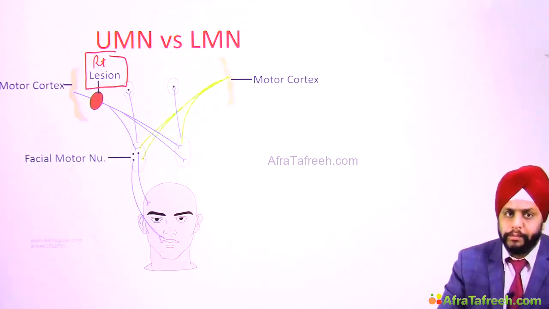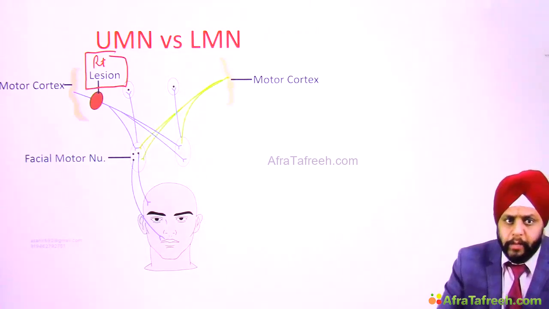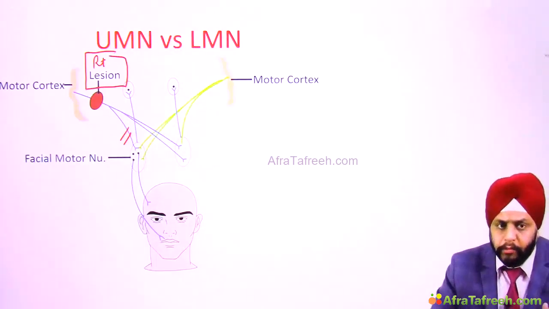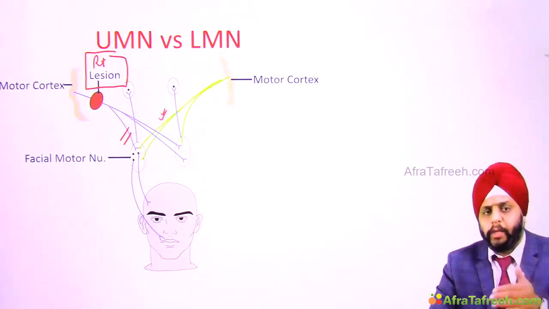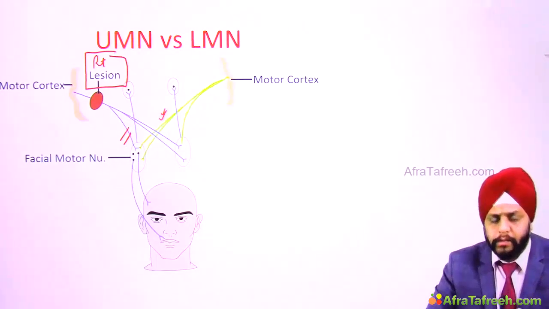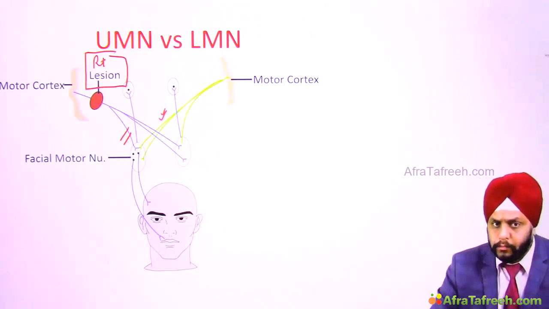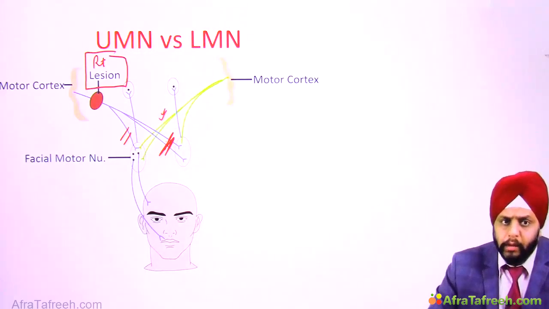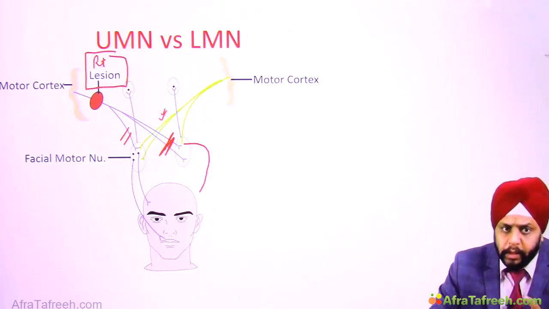Now what happens? What all fibers are gone? This fiber is gone, the same side fiber. Does it make a difference? No. Why? Because the fibers coming from the left motor neuron supply the whole motor neuron of the right side. So no problem. What else is gone? These fibers are gone. So when these fibers are gone, you see the upper part is still being supplied.